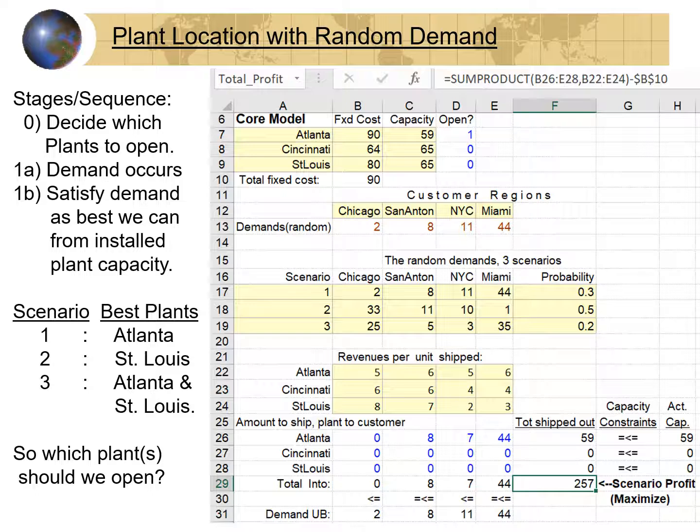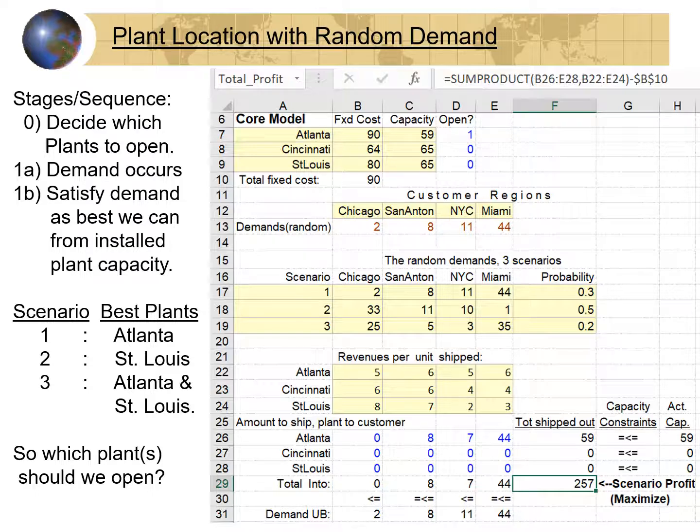Now let's see if we can understand this a little bit better. If you plug in scenario 1 and solve the corresponding transportation problem, or rather the decision problem, it says the best thing to do is open Atlanta. That's the most profitable thing to do. If, on the other hand, scenario 2 holds, then the best thing to do is open St. Louis and satisfy demand there. And not surprisingly, if scenario 3 occurs, the high demand scenario, then it says we should have both Atlanta and St. Louis open.